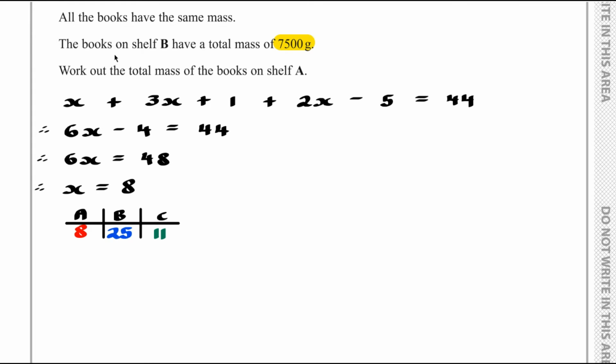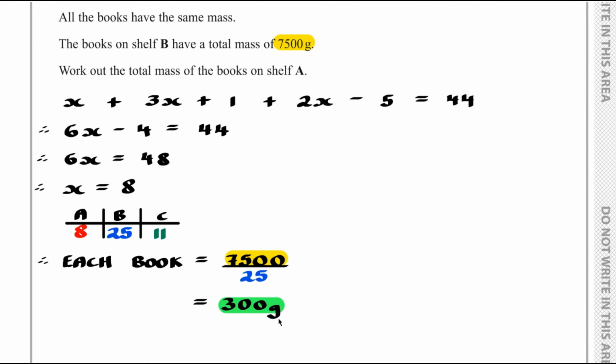Now we know that the books on shelf B have a total mass of 7,500 grams and each book has the same mass. So each book has a mass of 7,500 divided by 25, which is 300. So each book has a mass of 300 grams.